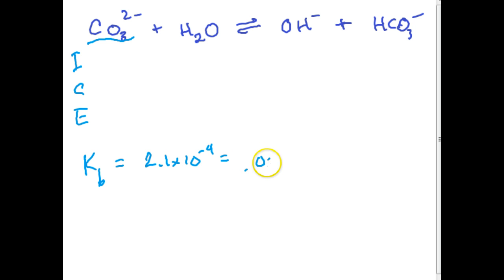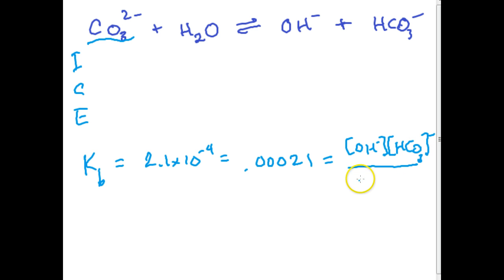I'm going to write that as 0.00021. And that's equal to the OH minus times the HCO3 minus. That there, HCO3 is the bicarbonate ion, also known as the hydrogen carbonate ion. The minus sign should be inside these brackets, not outside.